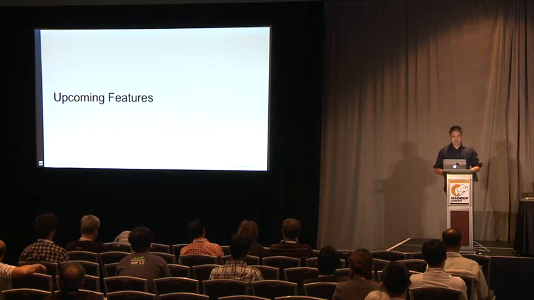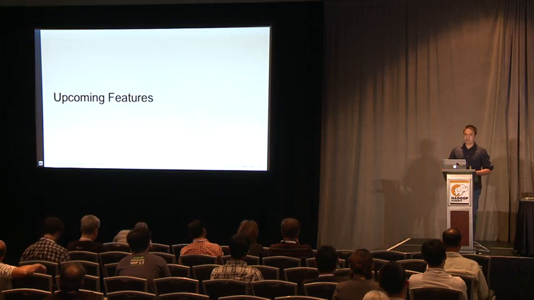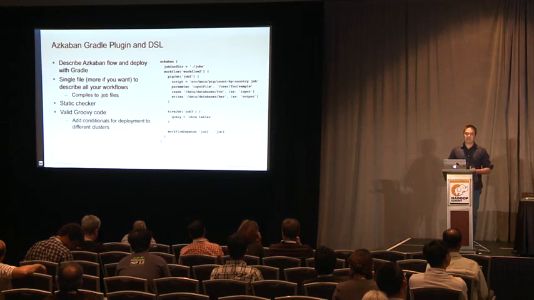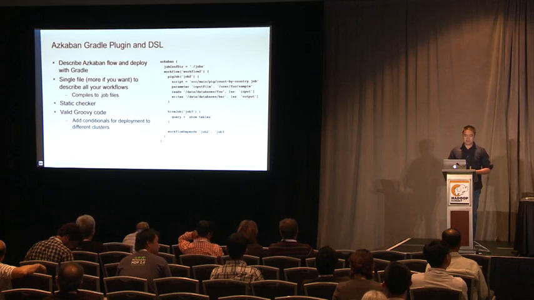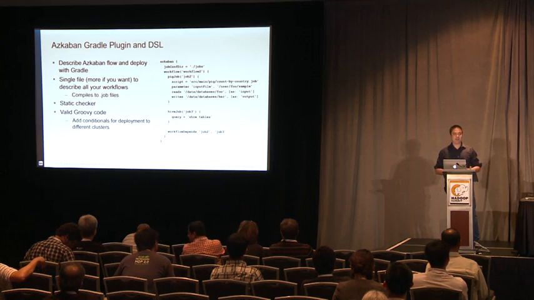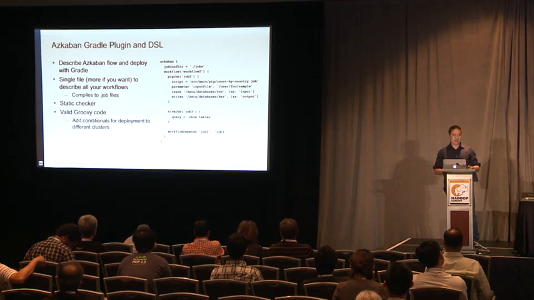Now I want to give a sneak peek at some of the upcoming features that we're currently working on. The first thing we're working on is an Azkaban Gradle plugin and DSL. Having lots of job files becomes more difficult to manage once you have more and more jobs in your workflow. So we made it easier to define Azkaban workflows by creating a DSL, which is implemented as a Gradle plugin. You can describe your Azkaban flow and deploy it with Gradle. You can have everything in one single file, or you can have multiple files if you want. These will compile to job files.